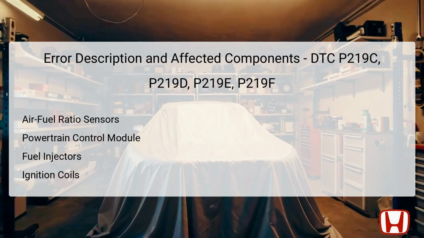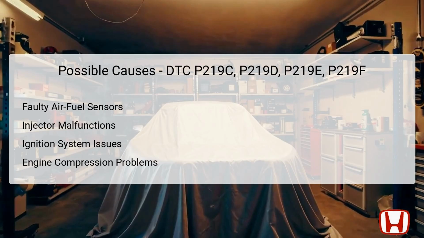Several factors may contribute to the occurrence of DTCs P219C, P219D, P219E, and P219F. First, faulty air-fuel ratio sensors may not correctly measure the amount of air and fuel, leading to engine performance issues. Injector malfunctions can also cause inconsistent fuel delivery, resulting in variations in the air-fuel ratio.